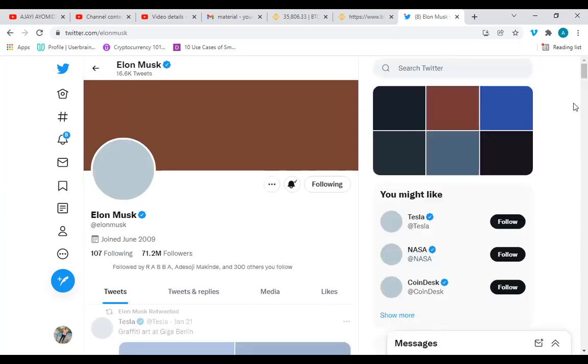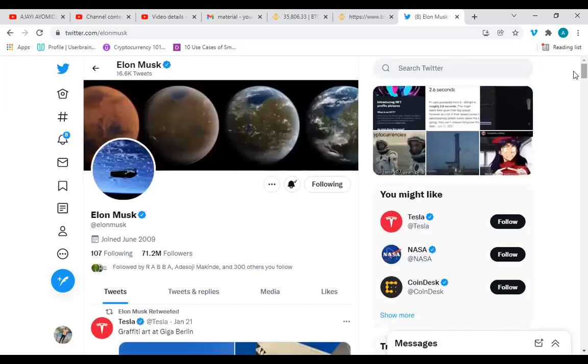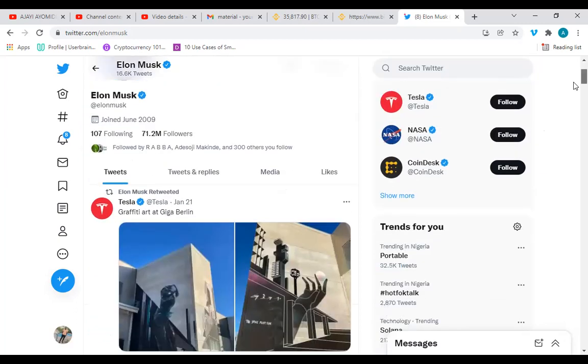I've taken so many advantages of sentiment analysis, especially from this man. There was a time he made a tweet about Shiba. I had to buy it, and the price rose from $1 to around $40. It was even more than $40 before it started dumping.